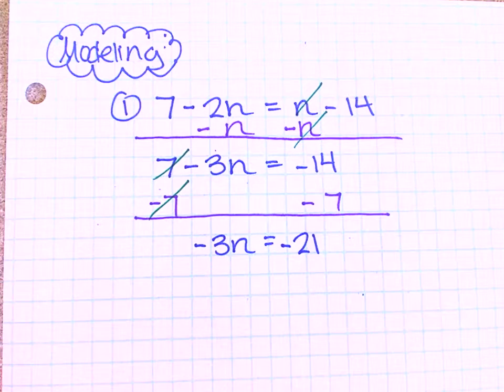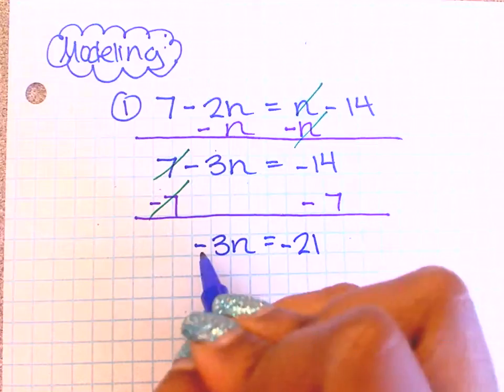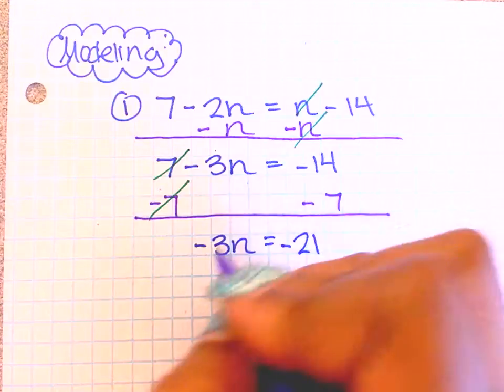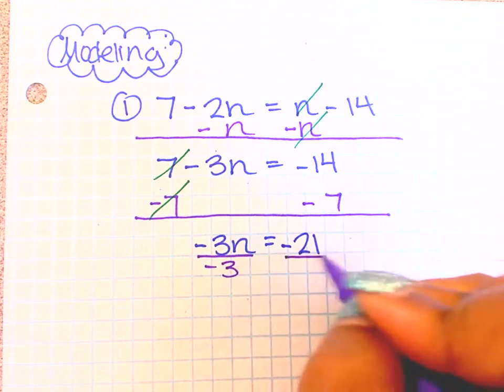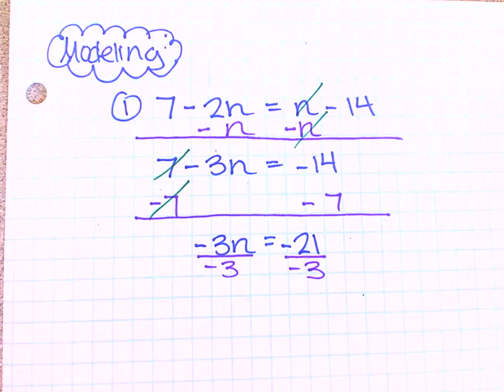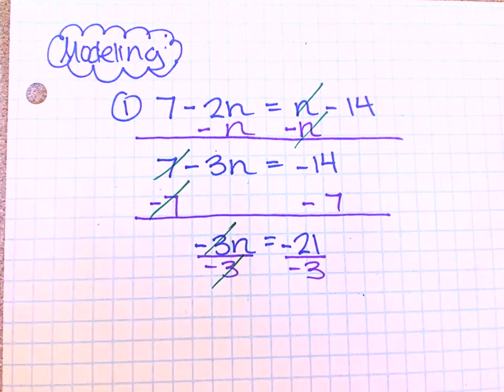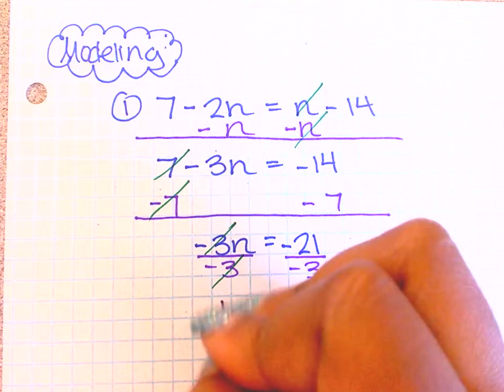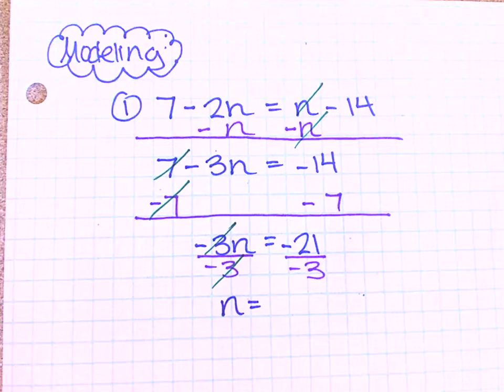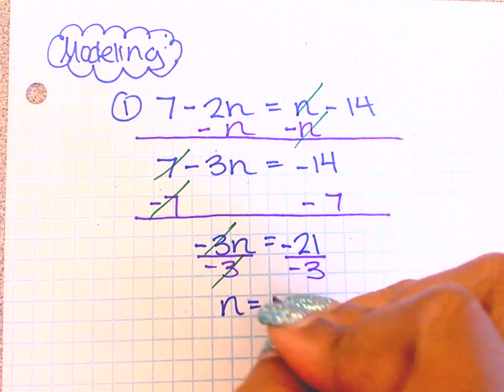Okay, last thing I need to do, get n by itself, divide by -3 on both sides. My 3's cancel on this side. And so I'm left with n equals -21 divided by -3. Negative divided by negative is a positive. So 21 divided by 3 is 7.